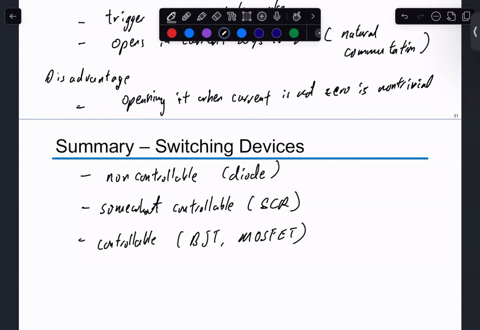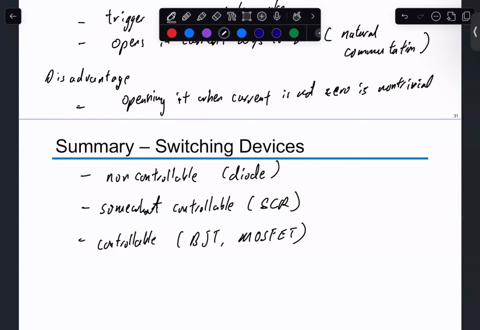And the cost goes as you would imagine. The simplest device, the diode, is the cheapest to make, and the transistors are the more expensive ones. Also, voltage and current rating: the simpler the device, the easier it is to make them higher rating. Okay, so which one of these we use will depend on the application that we have.